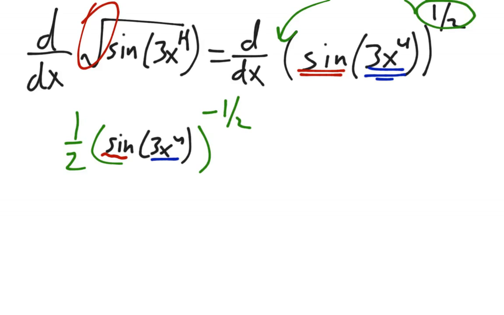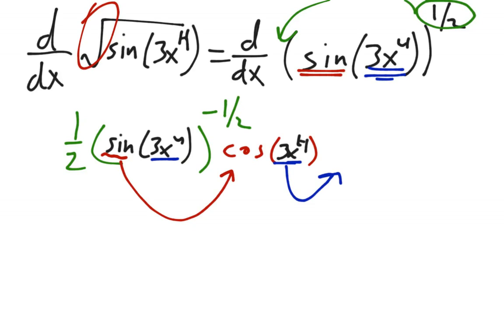Well, now I do it again. The next derivative is going to be the derivative of sine. Sine goes to cosine, so I have cosine of stuff. What's the stuff? The stuff is the 3x to the 4th. I haven't changed it because we haven't gotten to that layer of the function yet. Now we're at that layer, and so now I'm going to take the derivative of 3x to the 4th, and that derivative is a straight power rule.